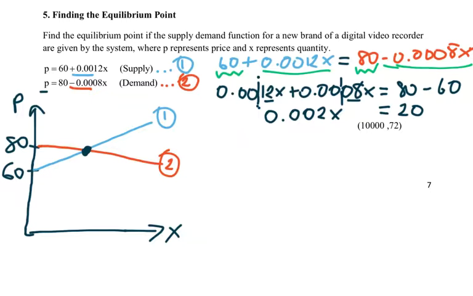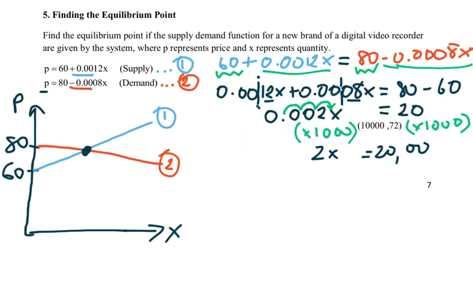All right, so now we want to get rid of all of these decimals, so we can multiply 1, 2, 3 times. That means multiplying by 1,000, and we'll do that to both sides. This is just to remove the decimal to make it a little bit easier. So now we'll have 2x equal to 20,000. So x is going to be 10,000. That tells us the x coordinate of the equilibrium point. So 10,000, and let's call this one equation 3.